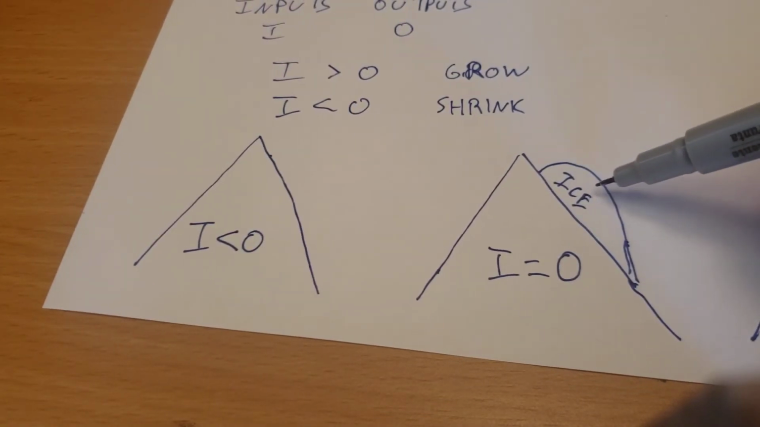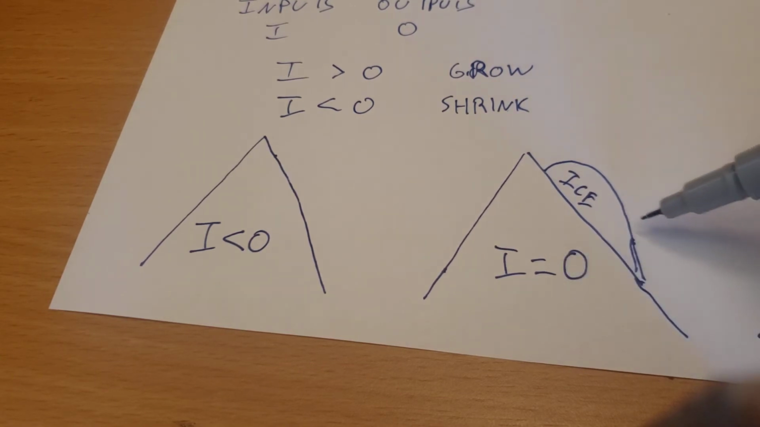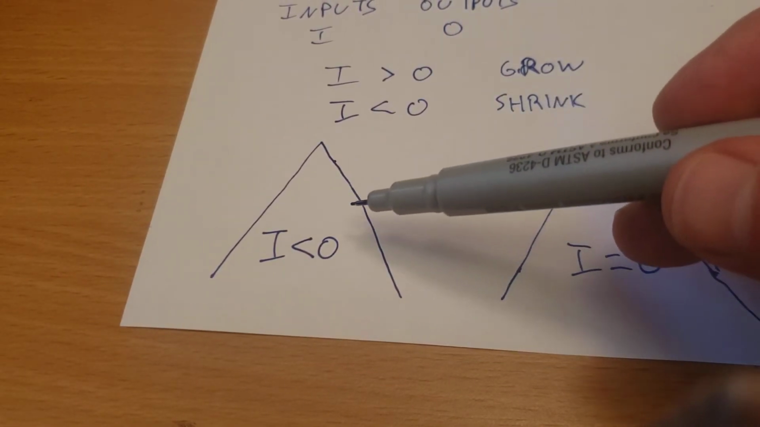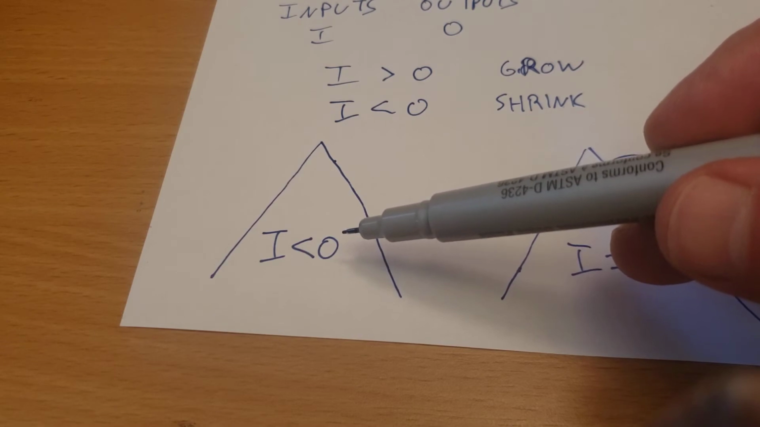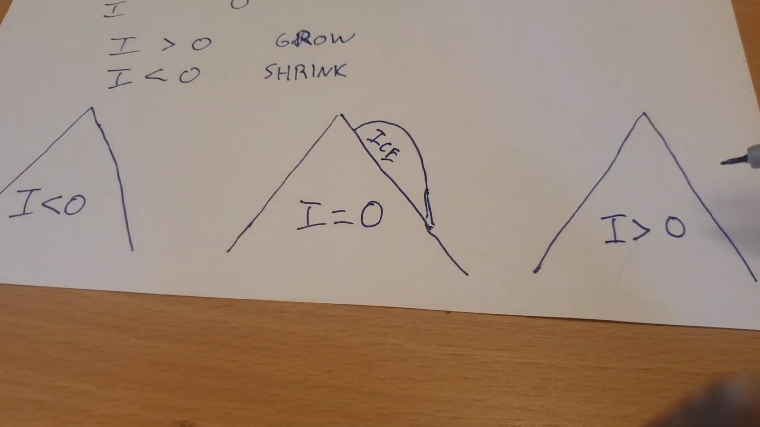So if this is our glacier moving down here and this is inputs being equal to outputs, this is kind of a stable formation. Take a second, pause the video and draw what happens to the size of that glacier if inputs are less than outputs, and what happens to the size of that glacier when inputs are greater than outputs. So pause it and come back in whenever you've got it, and we'll keep going.